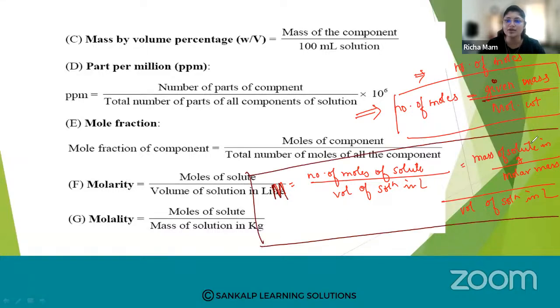So, mass of solute in grams divided by molar mass. We have expressed this here, and this is the volume of solution. Now here the volume of solution is in liter. Now if the solution is in ml, did you note it down? Shall I erase it? Shall I clear this?